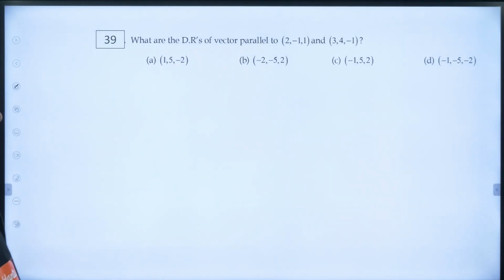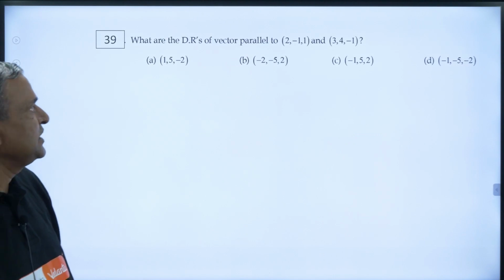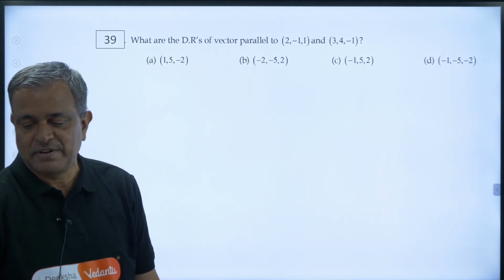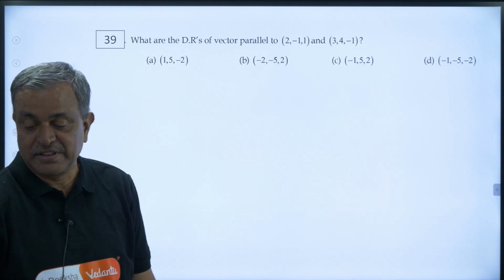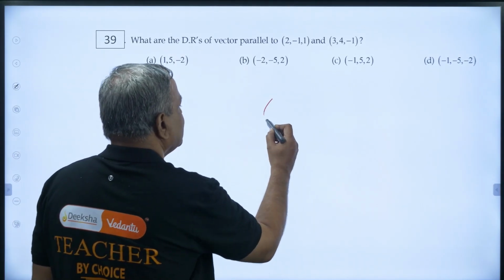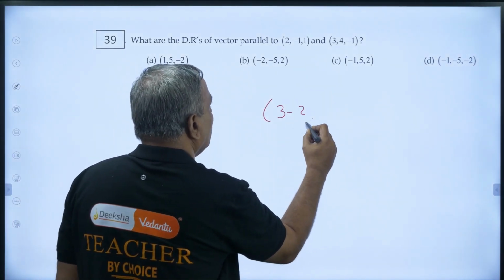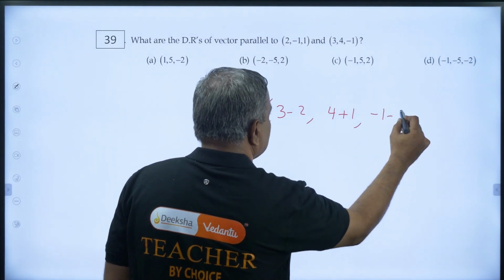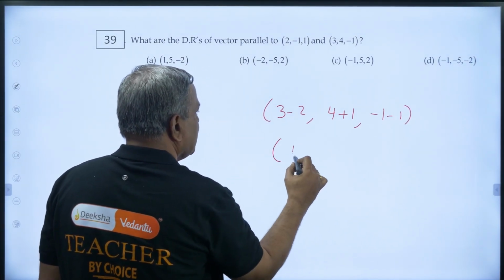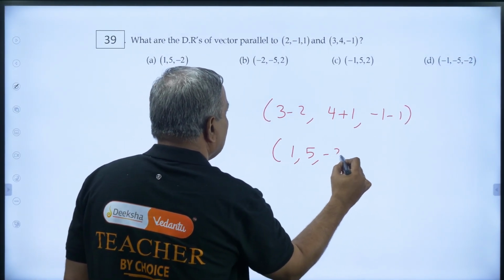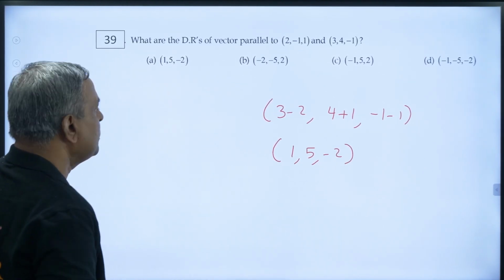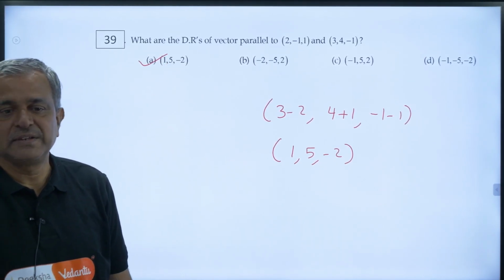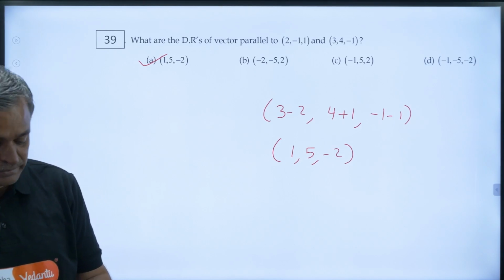39. What are the DRs of the vector plane? So DRs will be how much? x2 minus x1, comma y2 minus y1, comma z2 minus z1 will be the DRs. So what we write? 3 minus 2, 4 minus minus 1, and minus 1 minus 1. So DRs will be 1, comma 5, comma minus 2. Option E is correct. Okay, simple question, finding the DRs.